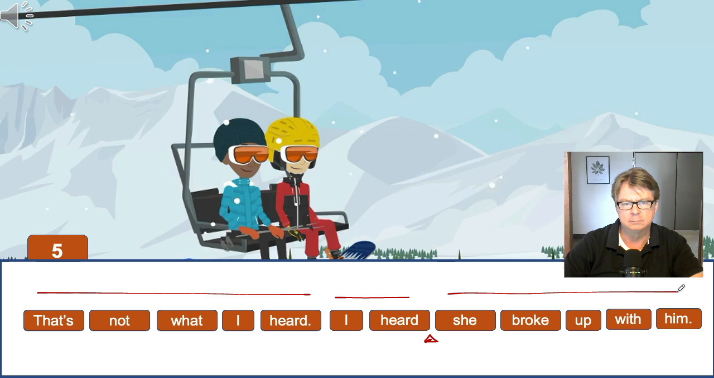That's not what I heard. I heard she broke up with him. So again, we have a noun clause here, what I heard. That's not the information that I heard. That's not the story that I heard. So here we have a very simple noun clause referring to something that was said.